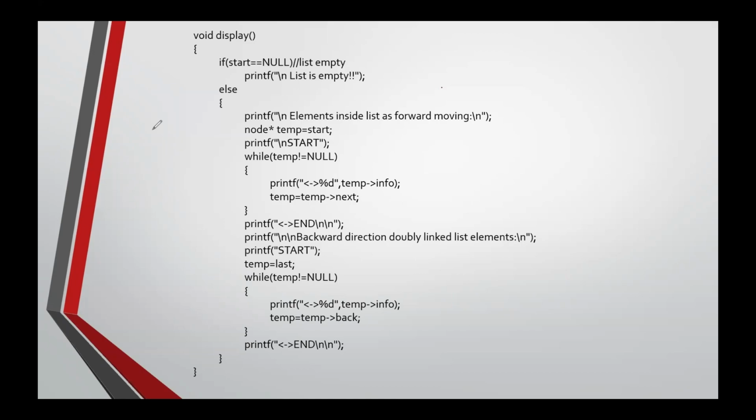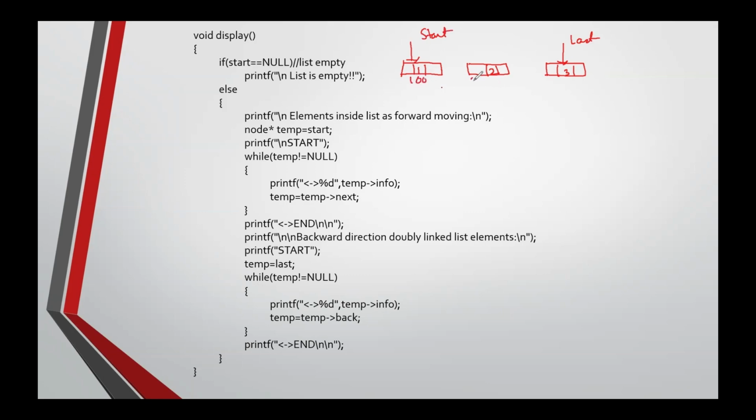So let us consider the display function and how the display function is going to perform its operation. For example, this is the double linked list information we have. This is the first node, then this is the second node, this is the third node. 1, 2, 3 data is present. This is the last node. This is the start.